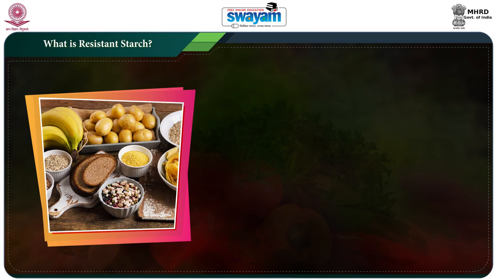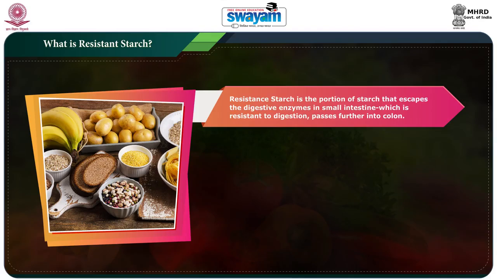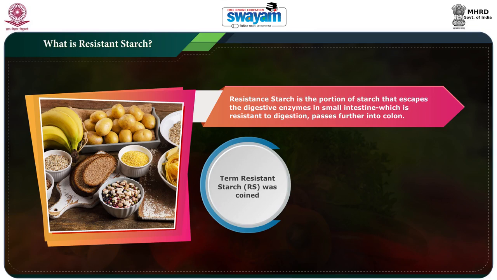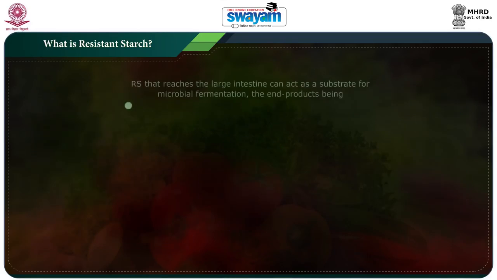Well, as the terminology suggests, resistant starch is that portion of starch that escapes the digestive enzymes in the small intestine, which is resistant to digestion and passes further into the colon. The term resistant starch was coined and defined by a group of scientists and not defined by government agencies.